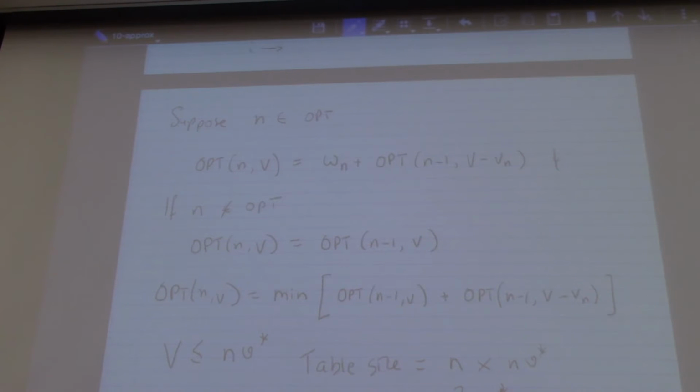Yes? So does the bit size of V star matter then? It does matter. So is it still exponential? This is exponential. I said that. This is an exponential time algorithm. Okay. But we rounded and scaled our input so that V star became very small.